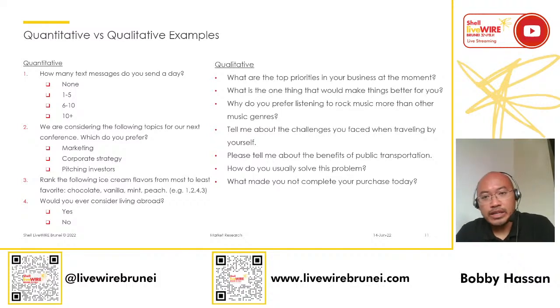On the other side, qualitative, there are questions like what are your top priorities, what is the thing that will make it better, do you prefer this more than that. That's almost a close-ended door. So you probably prefer to ask open-ended what type of music you like. If you ask, do you like rock, R&B, rap, then that's close-ended. Sometimes there's a gray area.